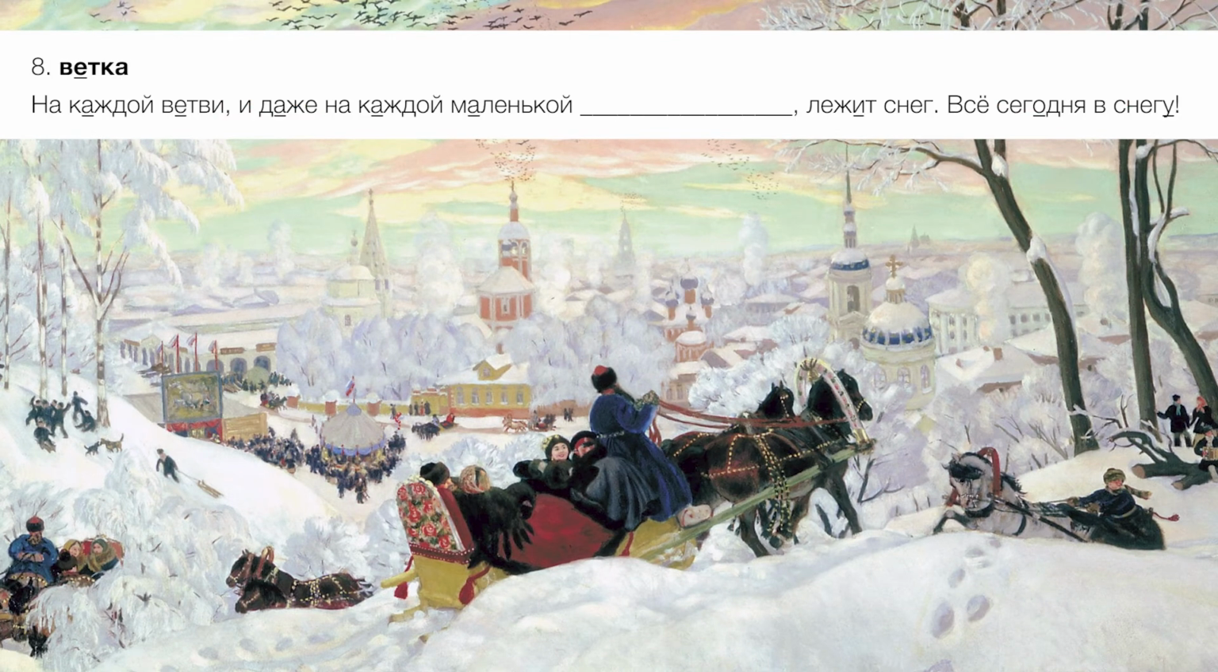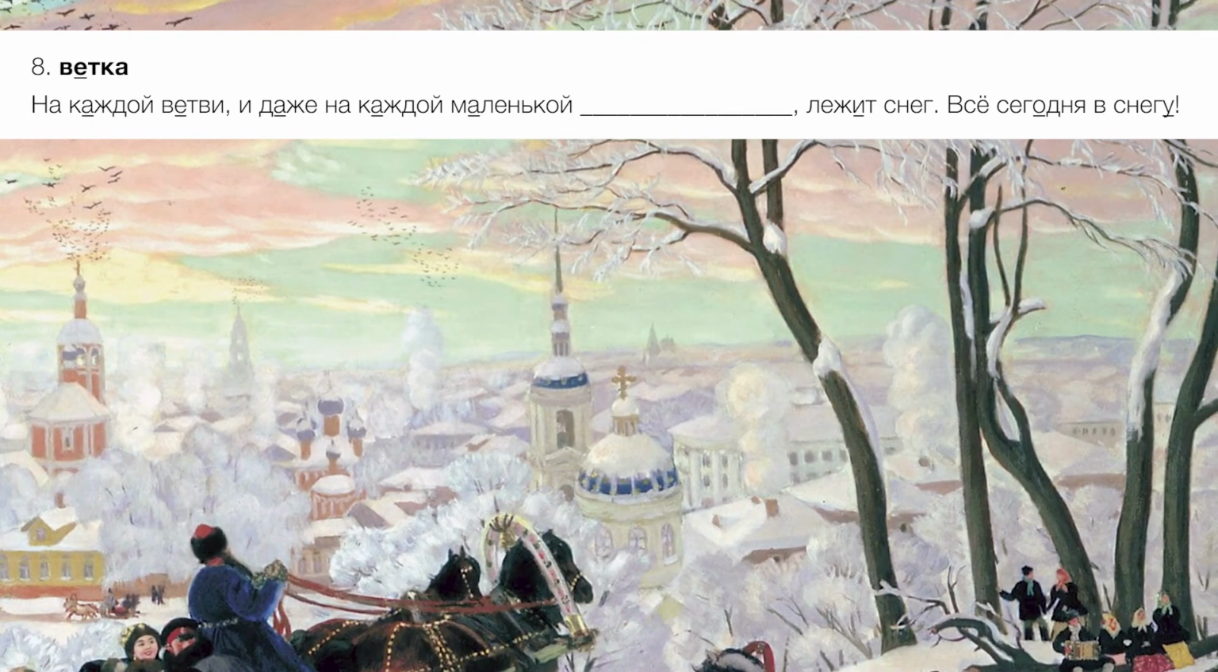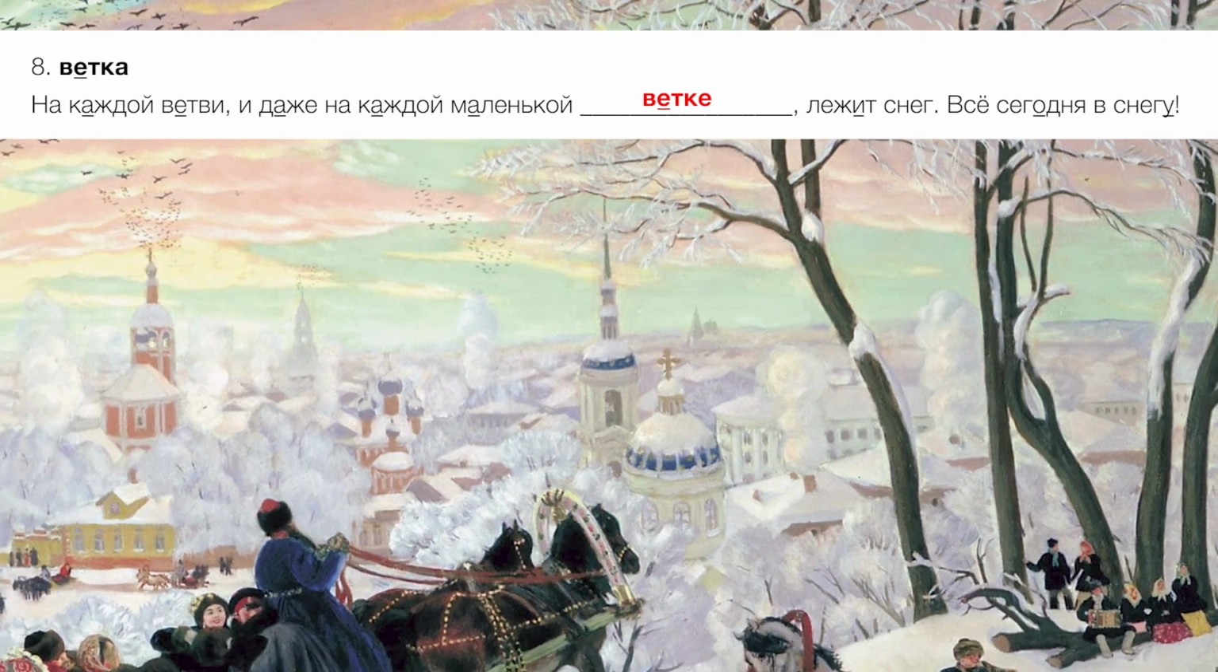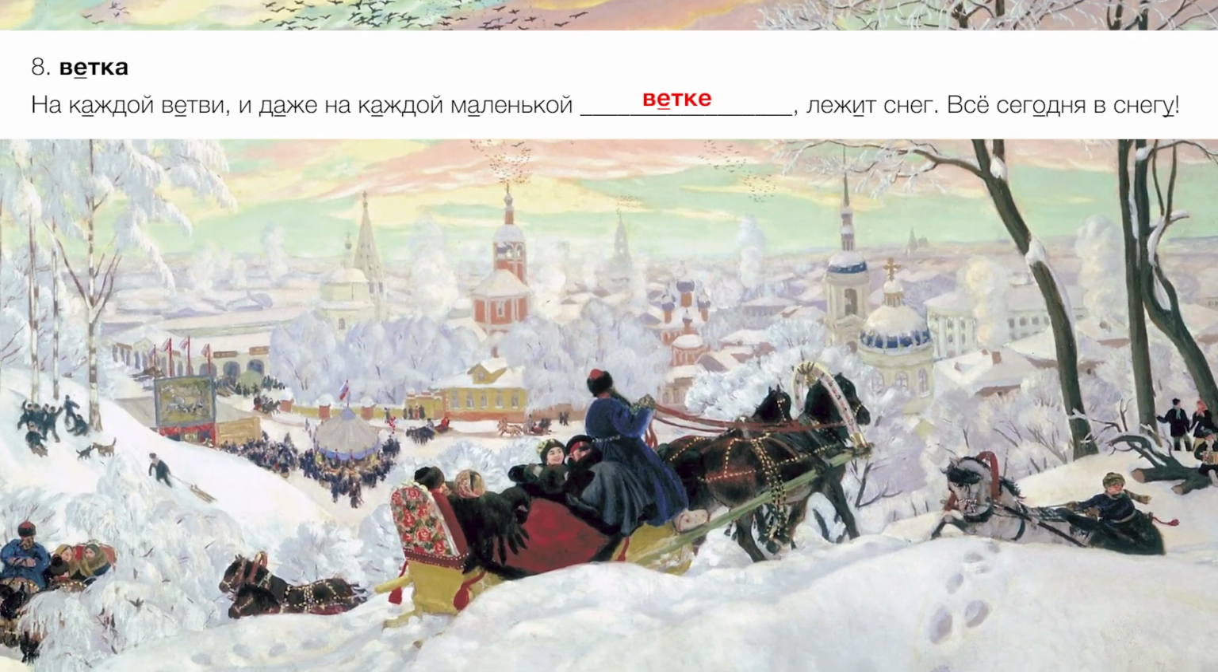8, ветка, a little branch, a twig or something. On every branch, and even on every tiny twig, lies snow. Okay, на каждой ветви и даже на каждой маленькой ветке. Ветке, that's prepositional singular, on each twig. Лежит снег. Все сегодня в снегу. Everything is in snow, literally, meaning everything's covered in snow.